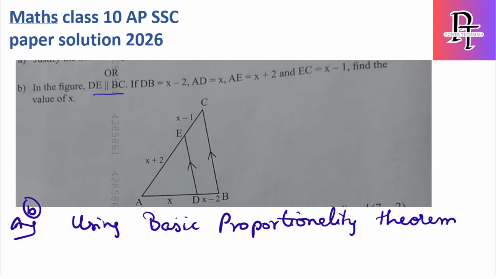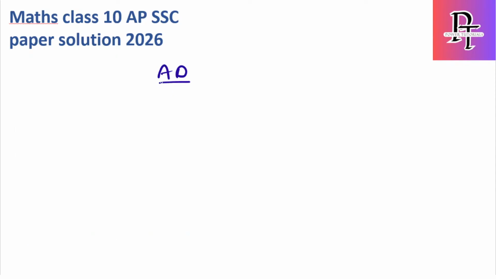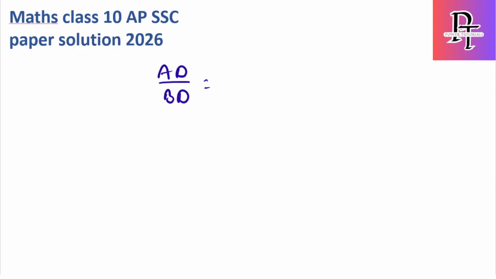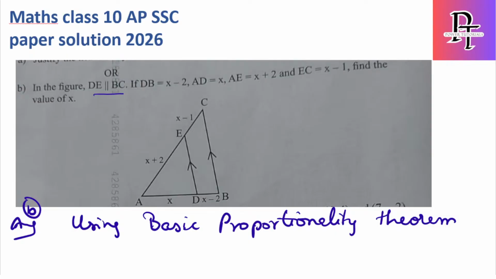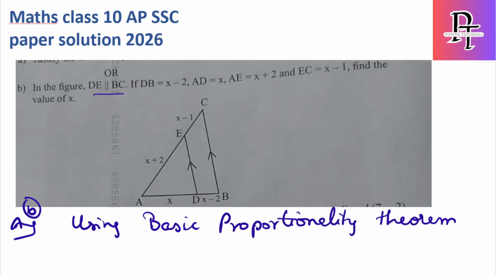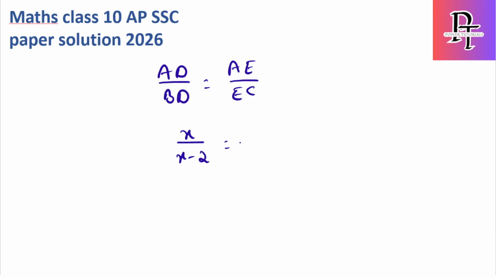I can say AD by BD is equal to AE by EC. So what is AD they have mentioned? AD is x, BD is x minus 2. So x by x minus 2 is equal to AE value, which is x plus 2 by x minus 1.